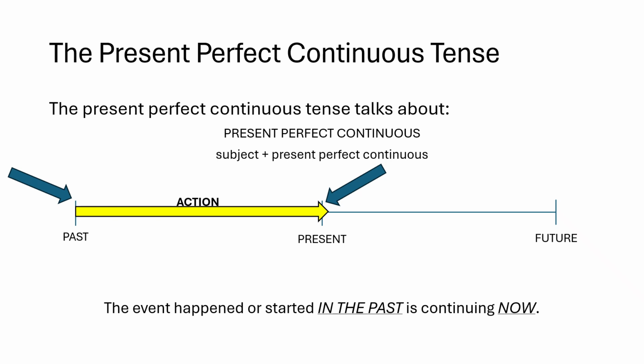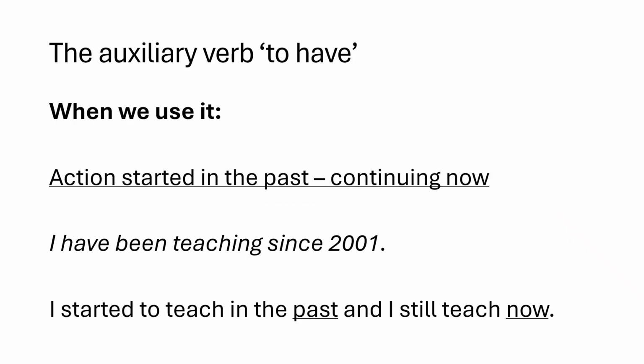This diagram shows what the present perfect continuous tense looks like. The action happened in the past and is continuing now or has just stopped now. We use the present perfect continuous tense to show that an action started in the past and is continuing now. For example, I have been teaching since 2001. I started to teach in the past and I still teach now.